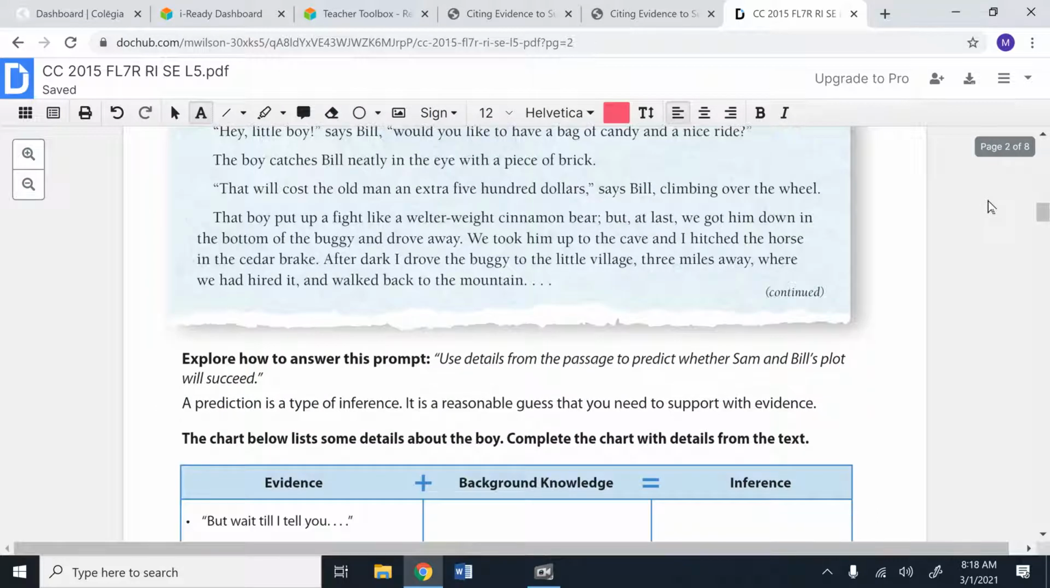It says, explore how to answer this prompt. Use details from the passage to predict whether Sam and Bill's plot will succeed. A prediction is a type of inference. It is a reasonable guess that you need to support with evidence.